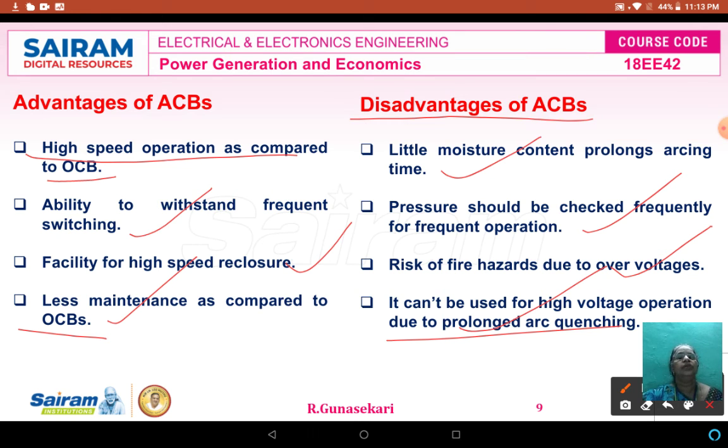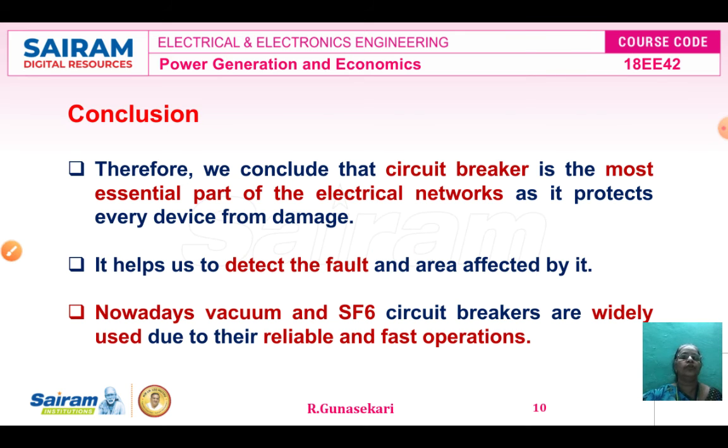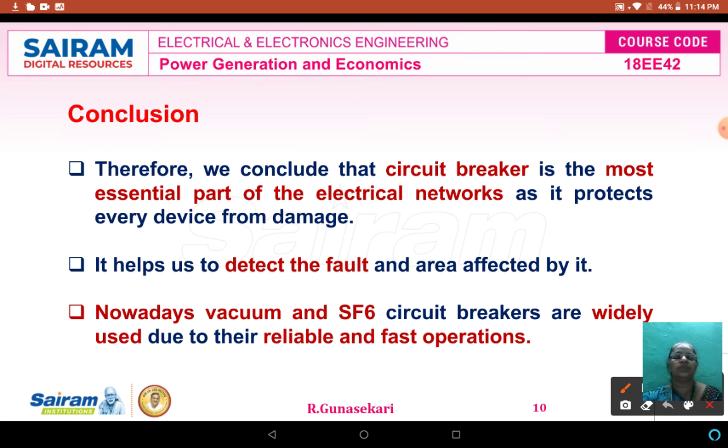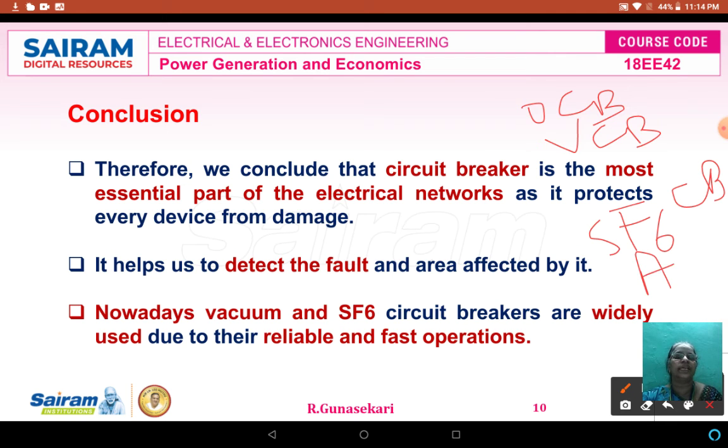Dear students, I hope you now understand the working function of the SF6 circuit breaker and the air blast circuit breaker. Now we can move to the conclusions. We studied four types of high voltage circuit breaker. The first is the oil circuit breaker, the second is the vacuum circuit breaker, the third is the SF6 circuit breaker, and the fourth is the air blast circuit breaker. These four types are called high voltage circuit breakers.